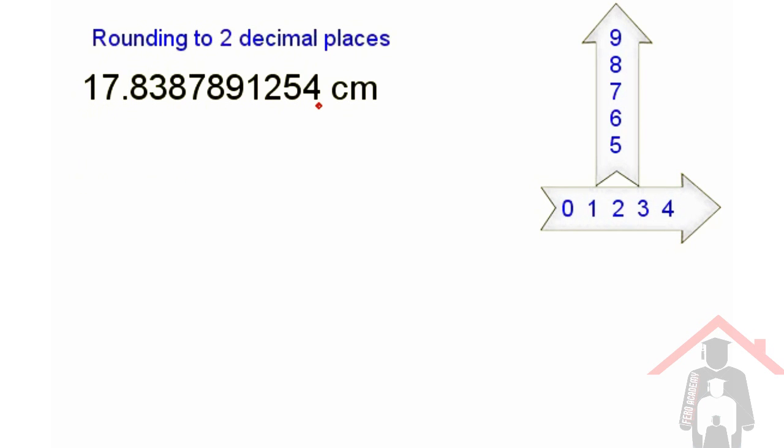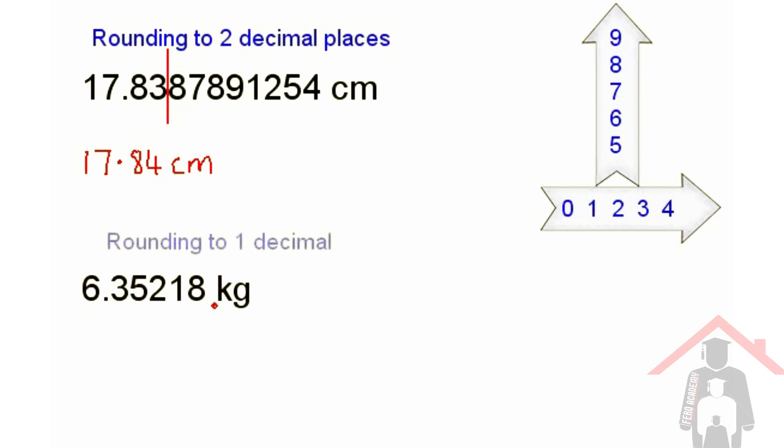To round this number to 2 decimal places, I would do the following. Count 2 numbers after the decimal point, then draw a line down. I need to look at this number here. If it's 5 or more, this one will go up. If it's 4 or less, this one will stay the same. Because this number is 5 or more, this is going to go up. So I will have 17.84 centimetres when I'm rounding this number to 2 decimal places.